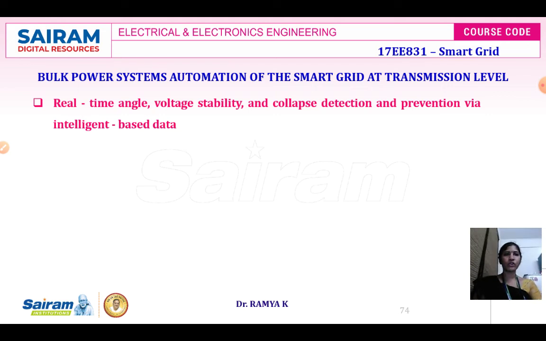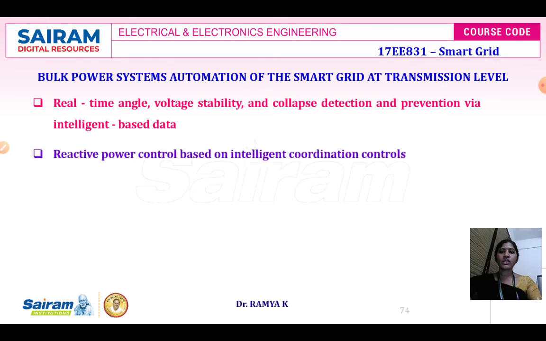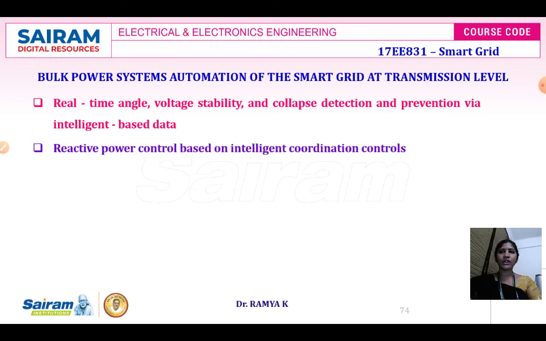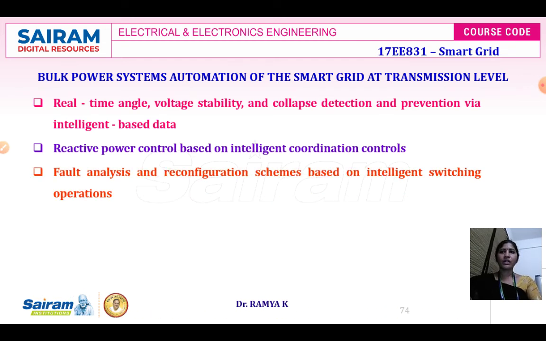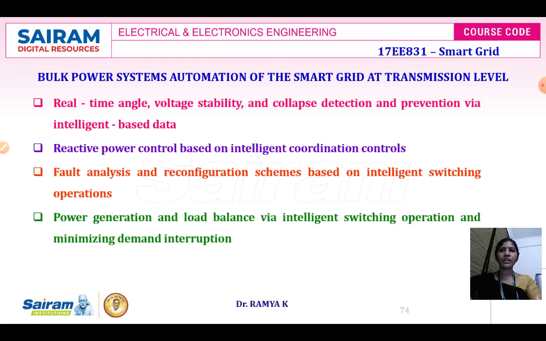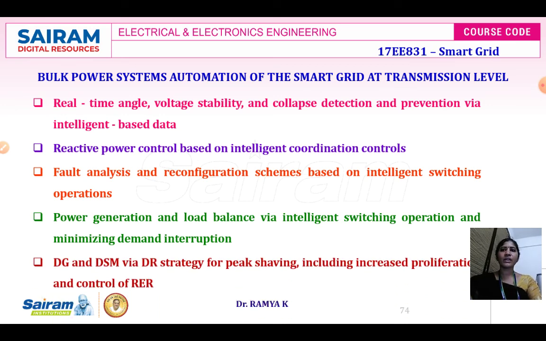The first one is going to be your real-time angle. So the real-time angle is going to be the voltage stability, collapse detection, and prevention via intelligent based data. Next one is going to be the reactive power control based on intelligent coordination control. Next is going to be the fault analysis and reconfiguration scheme based on intelligent switching operation, power generation and load balance via intelligent switching operation, and minimizing the demand interruption.